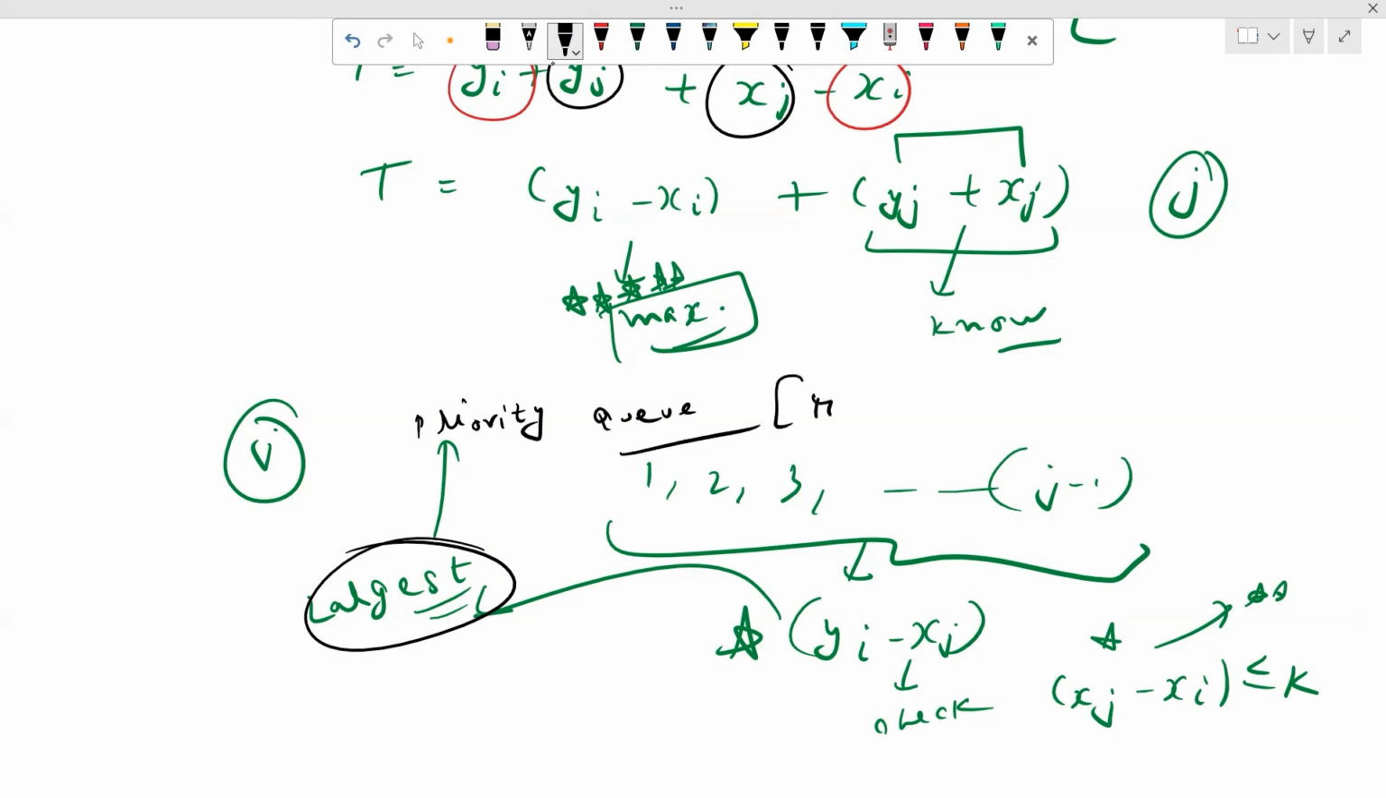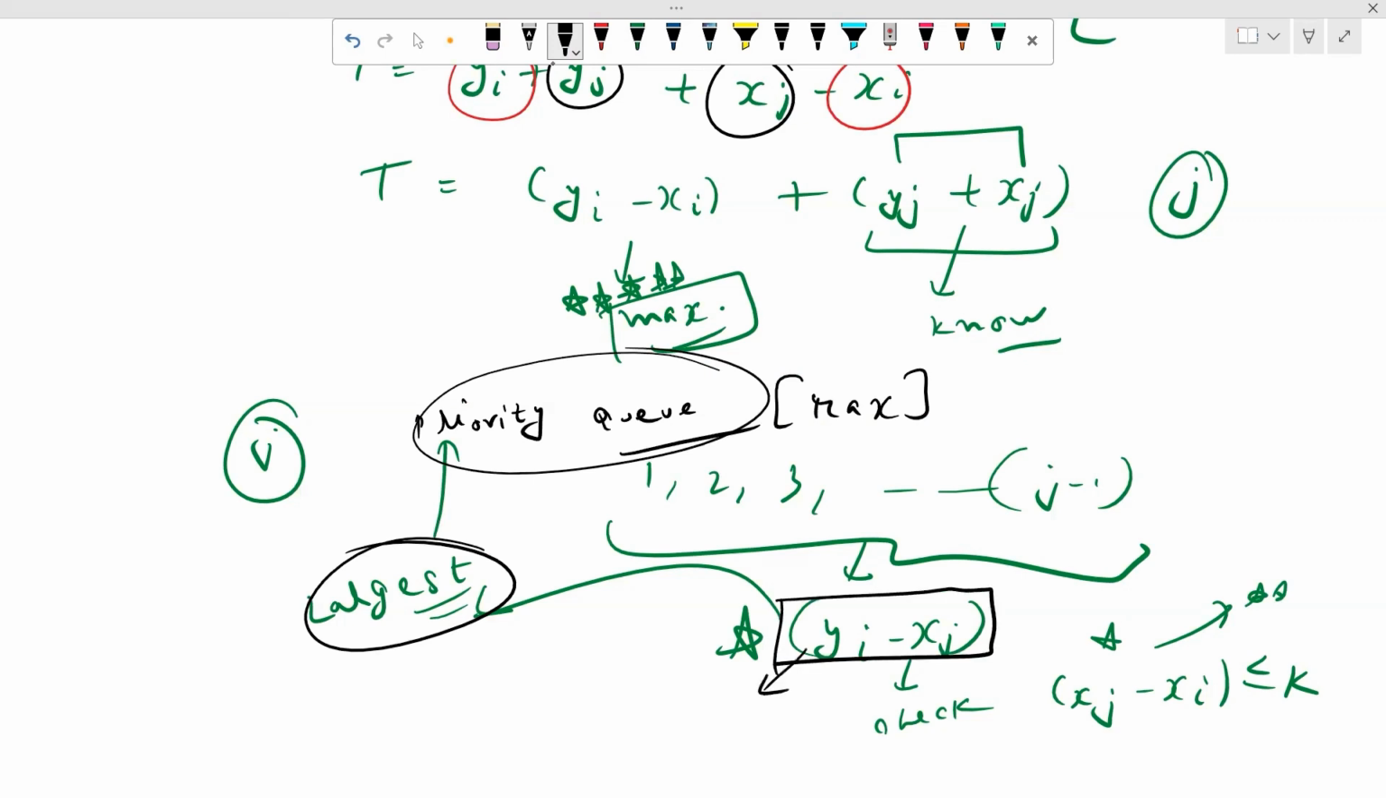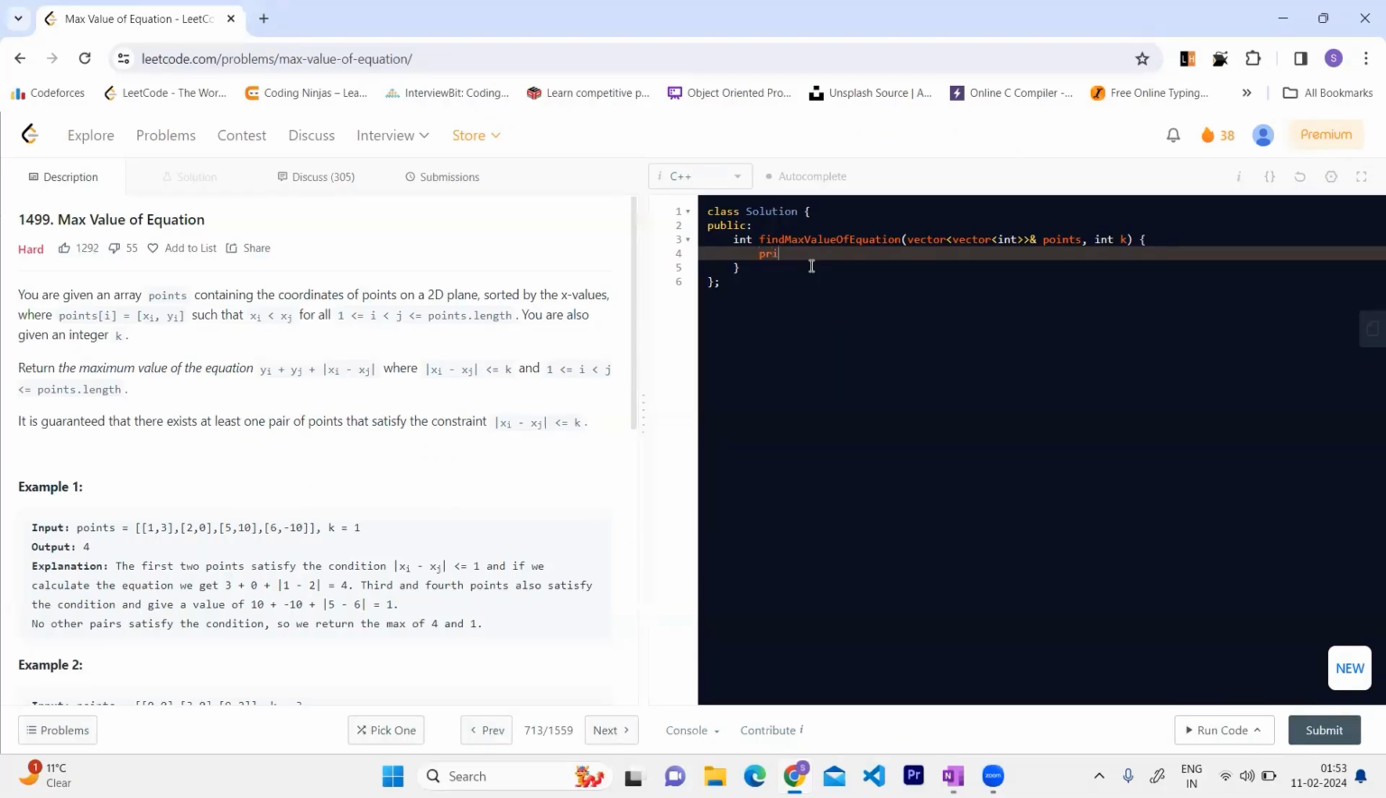I'll say max priority queue, right? So we'll directly use the concept of priority queue over there to maintain something like this value, and we just need to do the code, and I guess we are good to go. Yeah. So now let's try to code this thing up so that this thing will be clear to all of you guys.